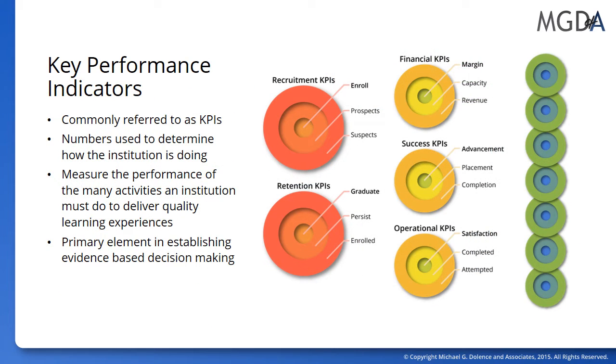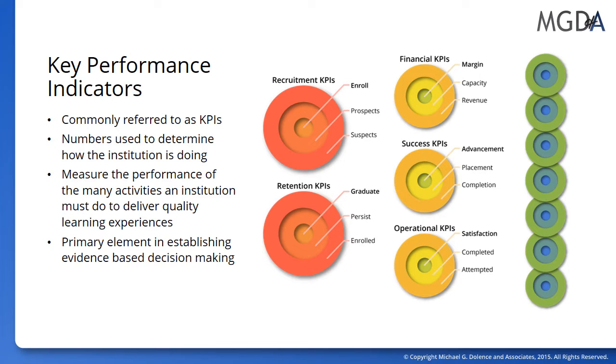Informing the management process for the curriculum and the academic enterprise are key performance indicators, commonly referred to as KPIs. KPIs are numbers an institution and its constituents use to determine how the institution is doing. They measure the performance of the many activities an institution must do to deliver quality learning experiences while remaining fiscally healthy. KPIs are the primary element in establishing evidence-based decision-making.